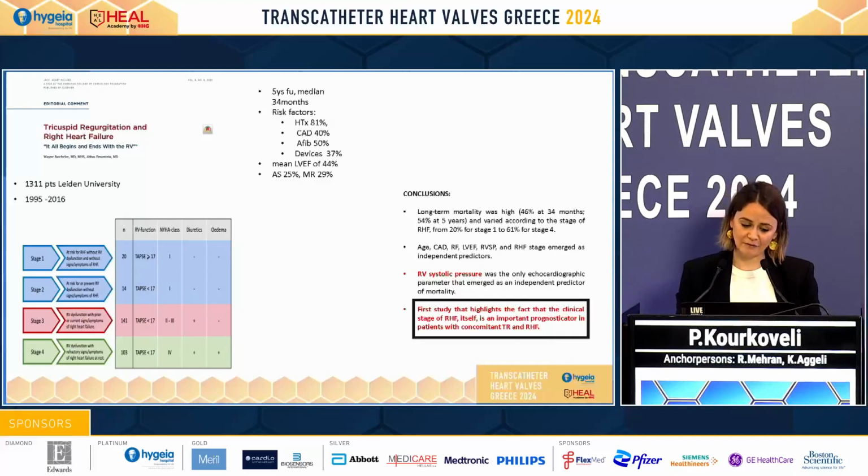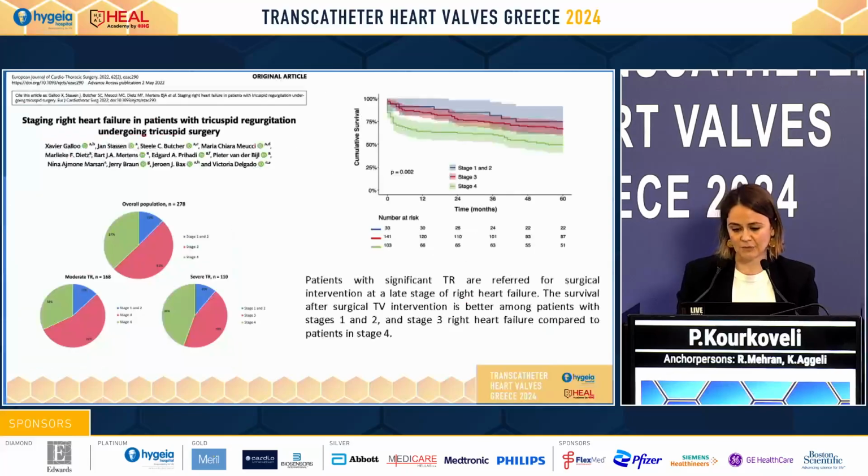It's about right heart failure, and in this paper, more than 1,000 patients were staged based on their symptoms, stage 1 no symptoms, stage 4 right heart failure. It found that the clinical stage of right heart failure was an important prognostic factor in patients with right heart failure and tricuspid regurgitation. And in this paper, the staging was the same.